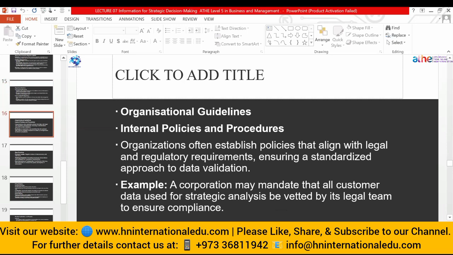Organizational guidelines, internal policies and procedures.